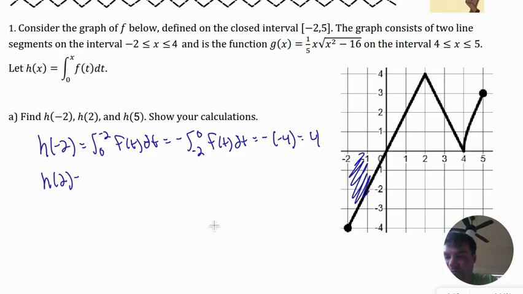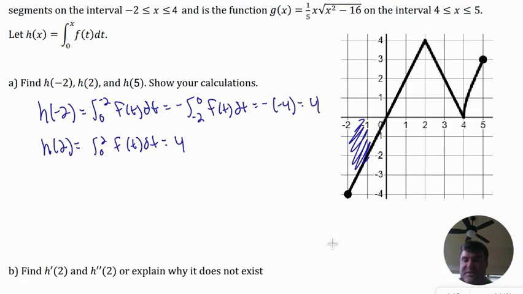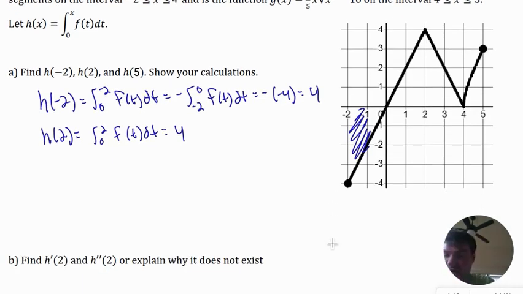h of 2, again, just substitute out. This one's a lot simpler than the first one. It's just going to be this triangle from here to here, which is going to give me a 4. And don't forget your dt's, by the way. Don't be one of those people that forgets the dt's, because you could lose points. Or sorry, not earn points.